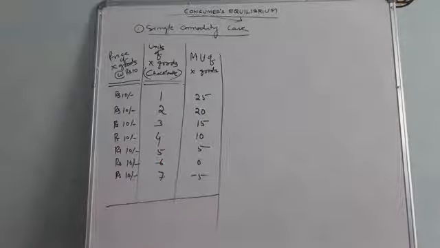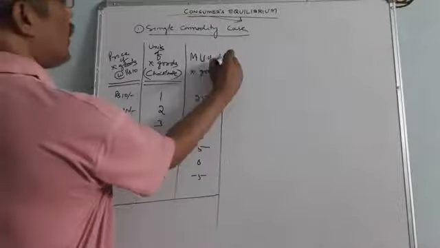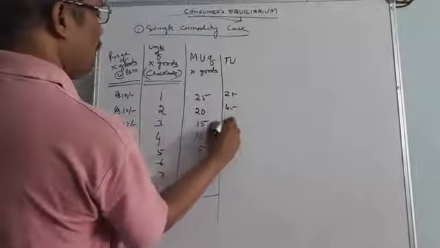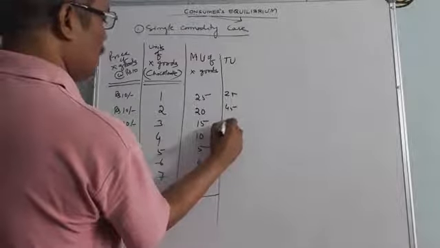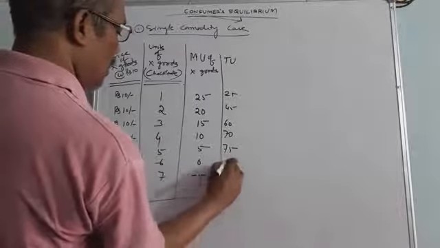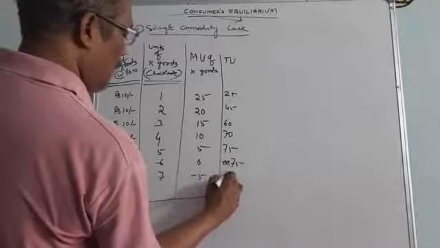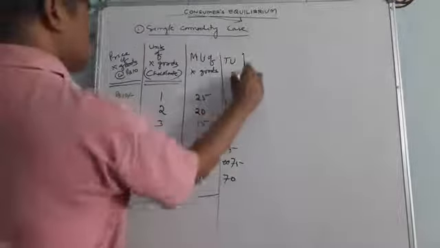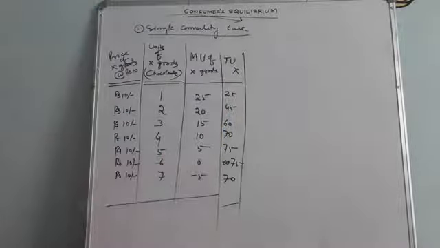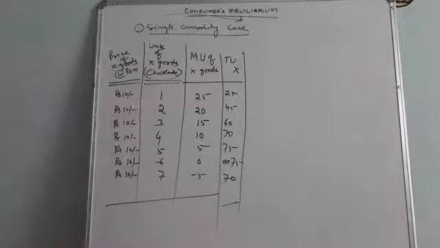So we have already known that total utility is 25, 45, 60, 70, 75, 75, and 70. This is the total utility of X. What I discussed in the law of diminishing marginal utility: when a person consumes more and more units of a commodity, marginal utility will go on declining. So marginal utility here is declining.